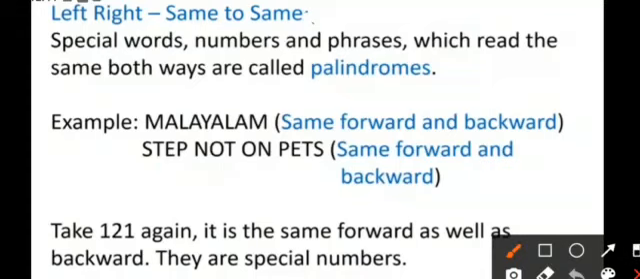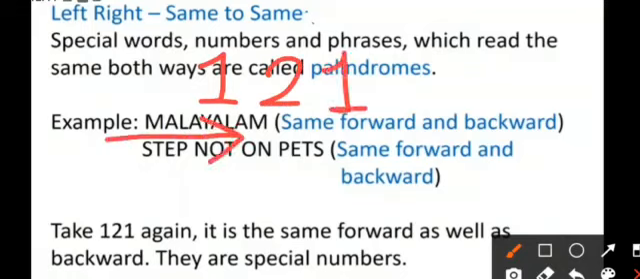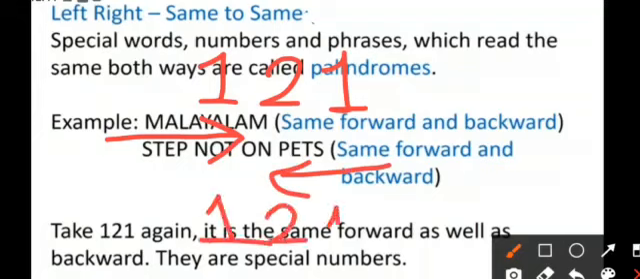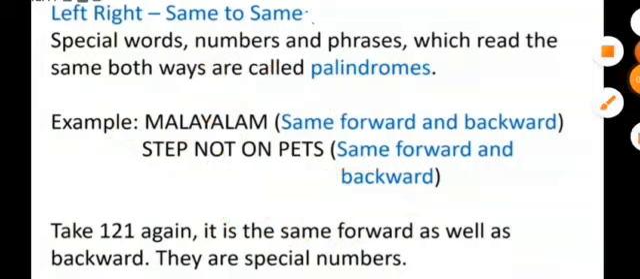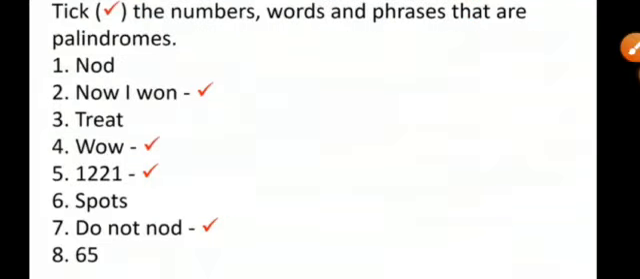If we take the number 1 2 1, if we read it from left to right, it is 1 2 1. And if we try to read it from right to left, it will become again 1 2 1. Means this number is called a special number. Take the numbers, words and phrases that are palindromes, means special ones.